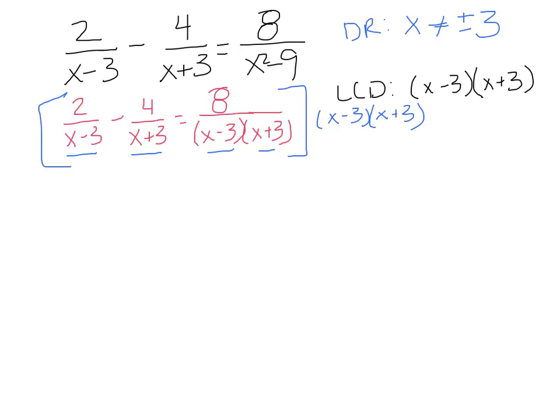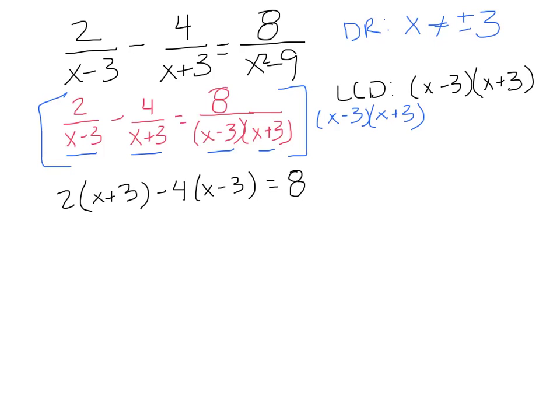Leave it in factored form so you can see what cancels. For the first fraction, x minus 3 cancels, so what we're left with is 2 times x plus 3. For the second fraction, x plus 3 cancels, so we're left with minus 4 times x minus 3. And for the third fraction, everything cancels, so all we have left is 8.